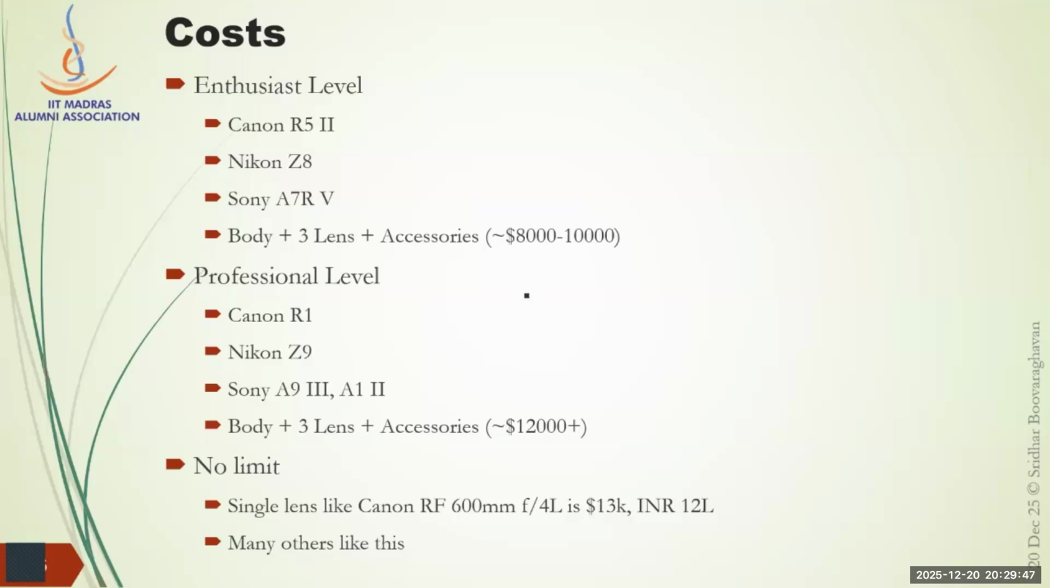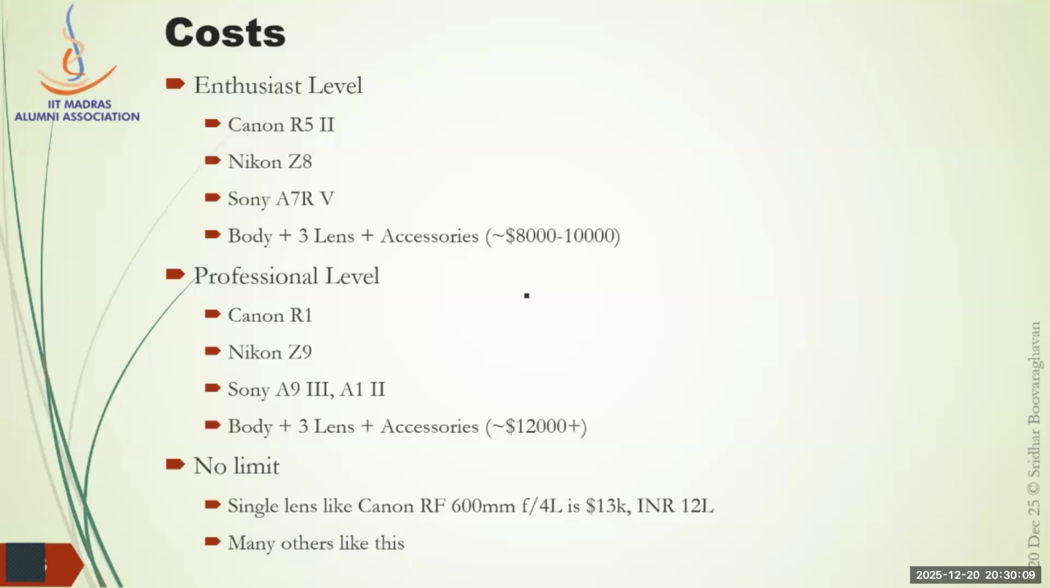If you go professional level, which is like the photojournalists and all those people use, Canon R1, Z9, A9 III, and so on, which will be a minimum of like $12,000. We are not talking about body. So this body, lens, and accessories together will be, if really no limit, right?